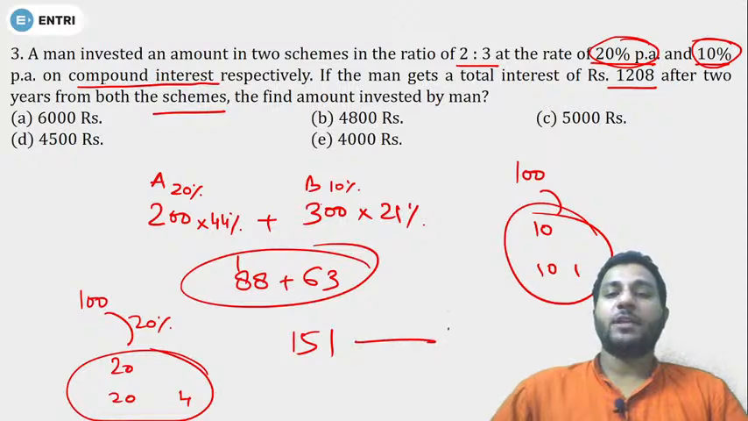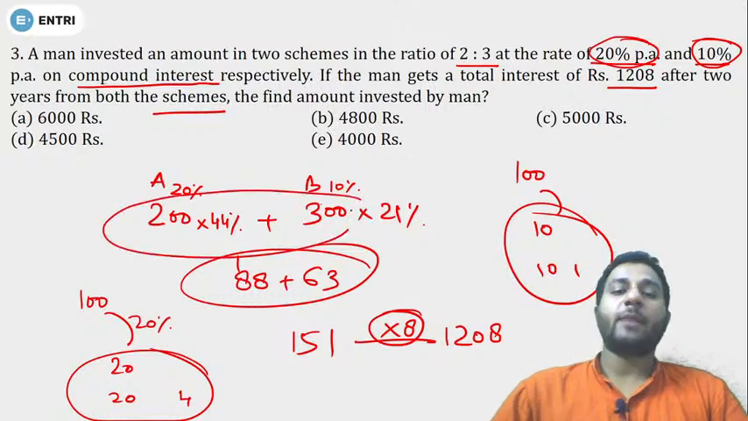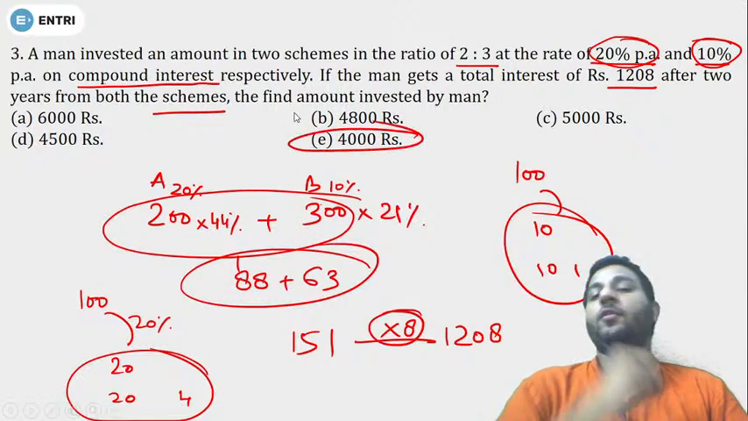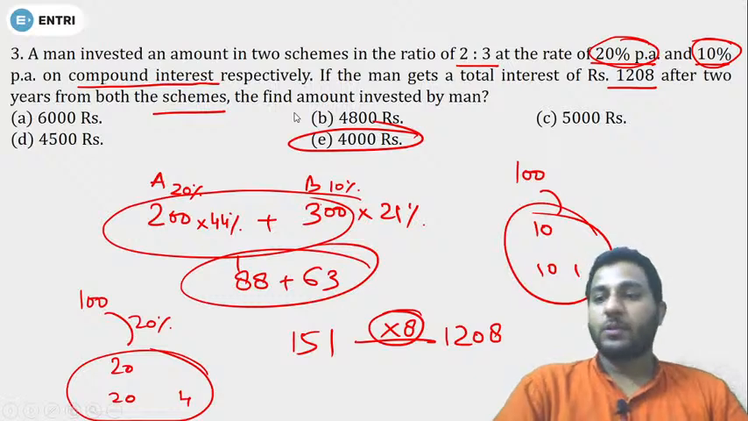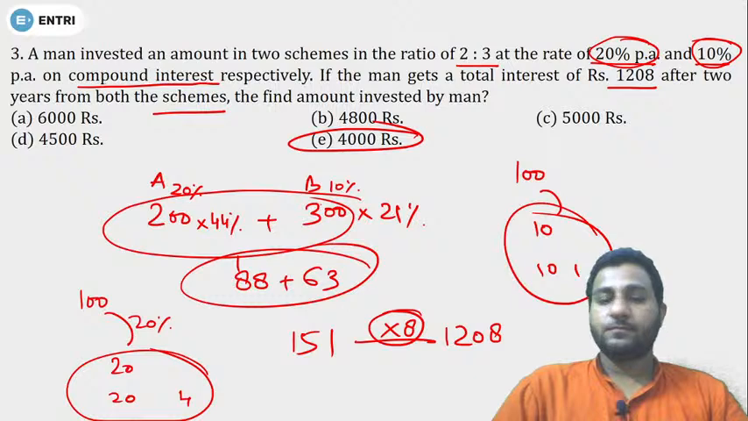151. Ratio has to be equal to 1208. So it is clearly 8 times of 151, which means you have to find out the amount invested by man. So the amount invested by man was 500. So let's multiply it with 500 and you will get 4000 as an option. So it was a very easy question. Got it, everyone? Okay, let's move on.